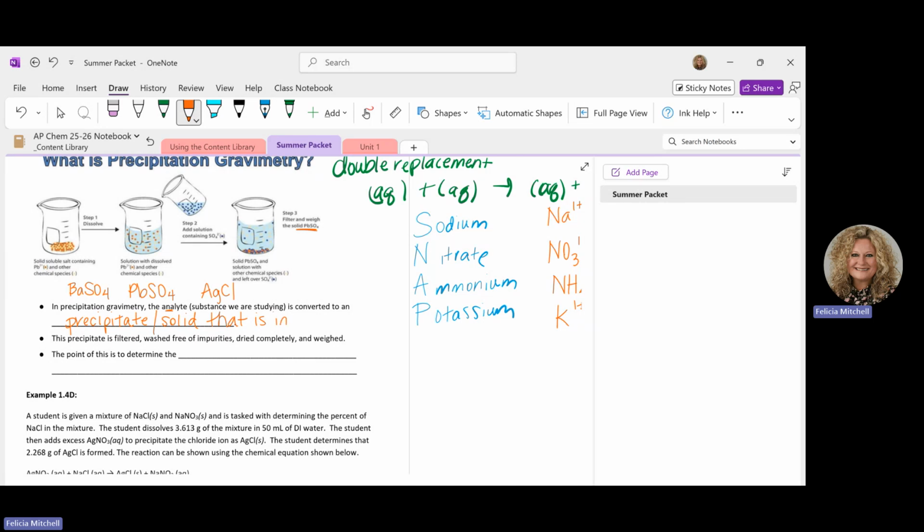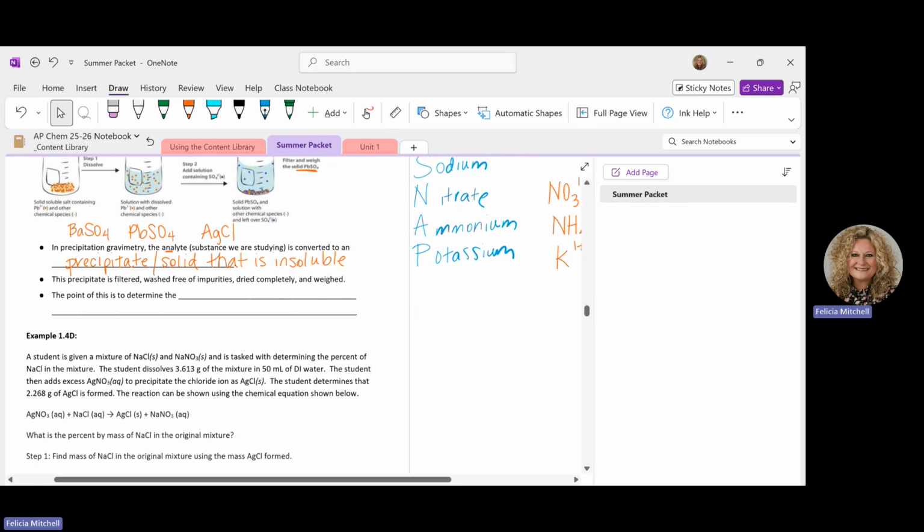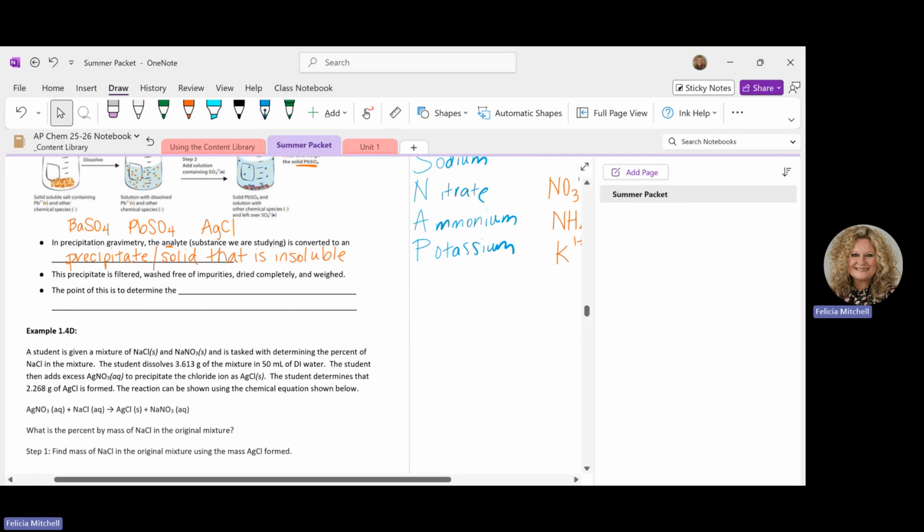Why in the world would we want to put these two aqueous things together to get this solid? Because once we can filter it, clean it of any impurities, and weigh it, it's almost like getting that CO2 and that water from that combustion. It will allow us to have information about a product that will tell us other stuff about our reactants. It's still that mole-to-mole comparison. So it'll help us determine the amount of a substance or the mass present.